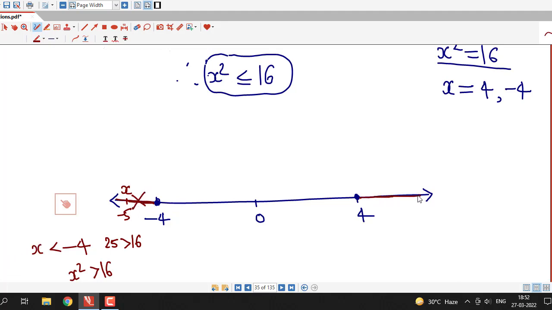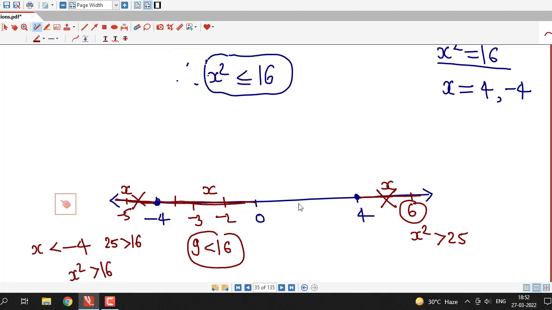Similarly, if we consider x to the right side of 4, that is x is bigger than 4, then it is obvious that x square will be greater than 16. For example, 5 or 6, then x square for x equal to 6 is 36. So in this region also there is no x value. If we consider any x between minus 4 and 0, for example x equal to minus 3, then square of minus 3 is 9, which is less than 16. Similarly, we can check for any value. So if x is in between minus 4 and 0, x square is going to be less than 16.